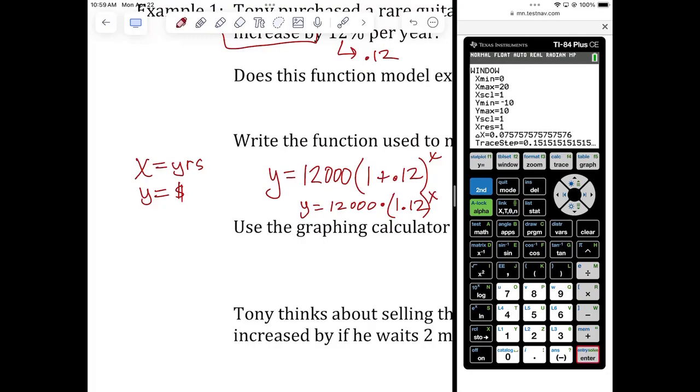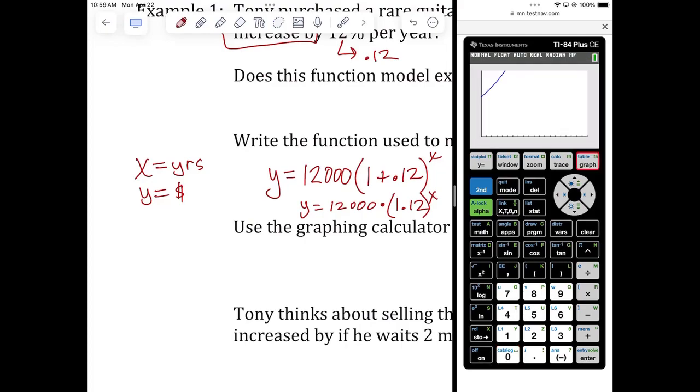Y max, that's the maximum value of the guitar. He purchased it for 12 grand. The price is only going to increase, or its value is only going to increase. So what should we put for the Y max? We just kind of think of something that's reasonable. 20 grand, 20,000. I like it. 20, and then 1, 2, 3, and then you can leave your X scale and your Y scale to 1. That's just going to put marks everywhere. It doesn't matter. Hit graph.